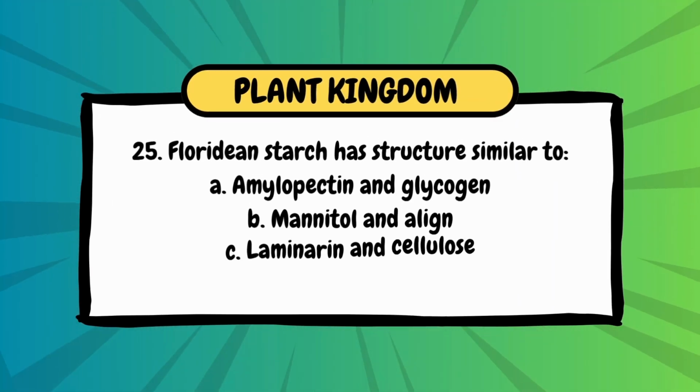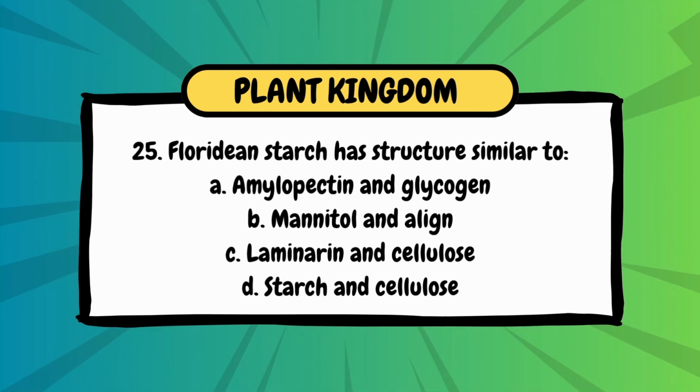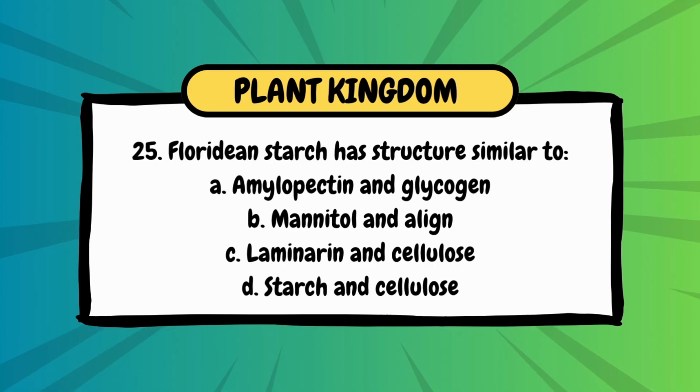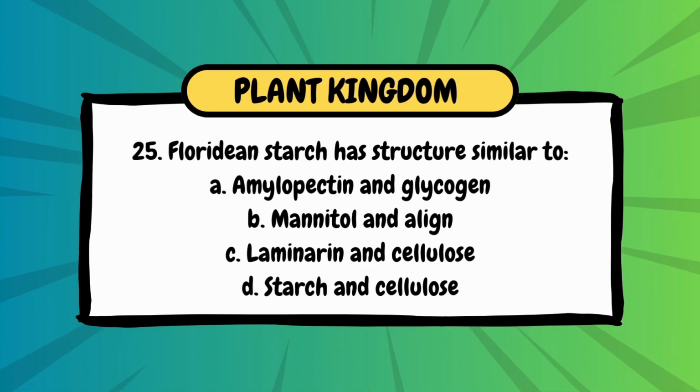25. Floridean starch has structures similar to A. Amylopectin and glycogen, B. Mannitol and algin, C. Laminarin and cellulose, D. Starch and cellulose.